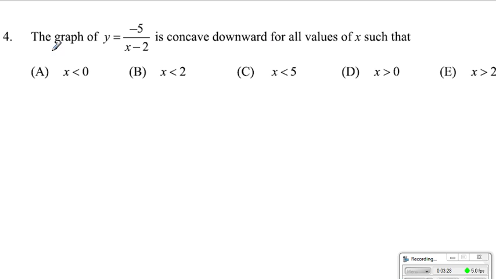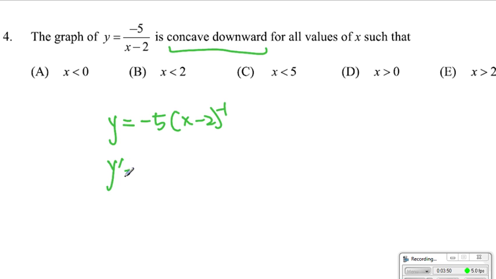Alright, now the graph here is concave down for all values of x such that, meaning we are looking for negative concavity. So let's try to find the derivative. So here, if you assume y equals negative 5 times x minus 2 to the negative 1 power, by taking the first derivative, it becomes 5 times x minus 2 to the negative 2 power. But here you will realize that by the chain rule, we just have to multiply by 1. So it doesn't really matter.